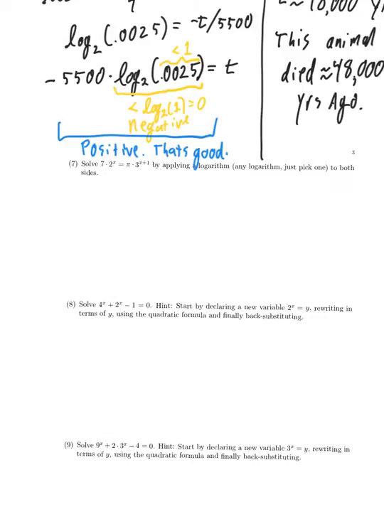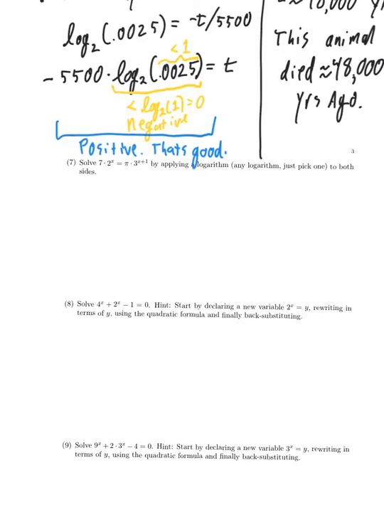So let's solve this equation. 7 times 2 to the x is equal to pi times 3 to the power x plus 1.